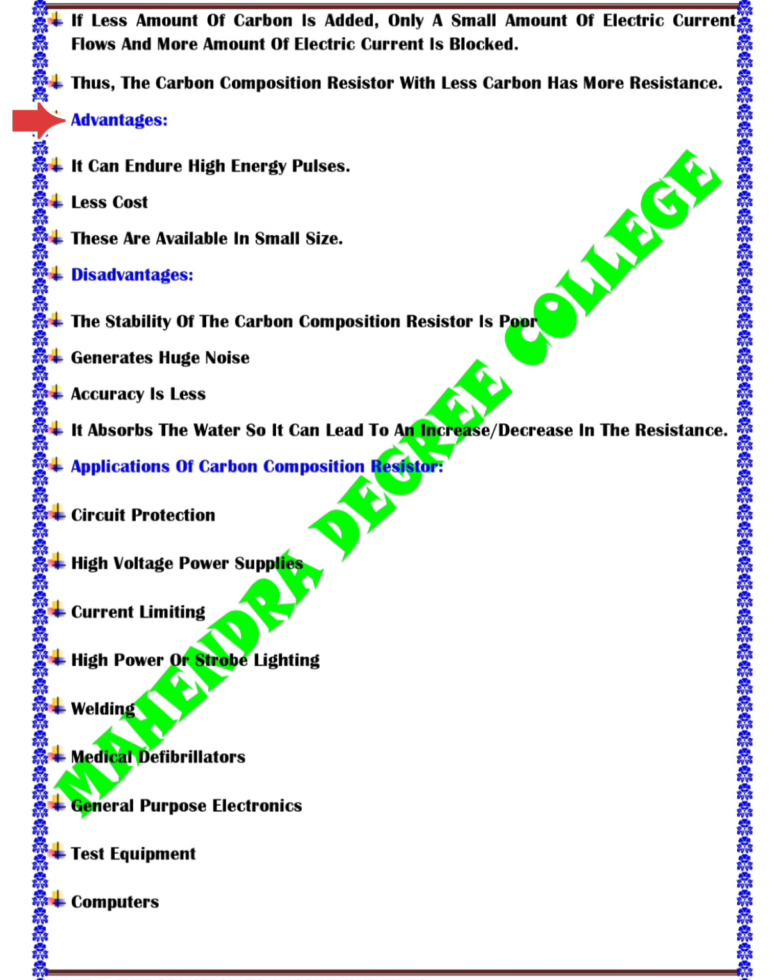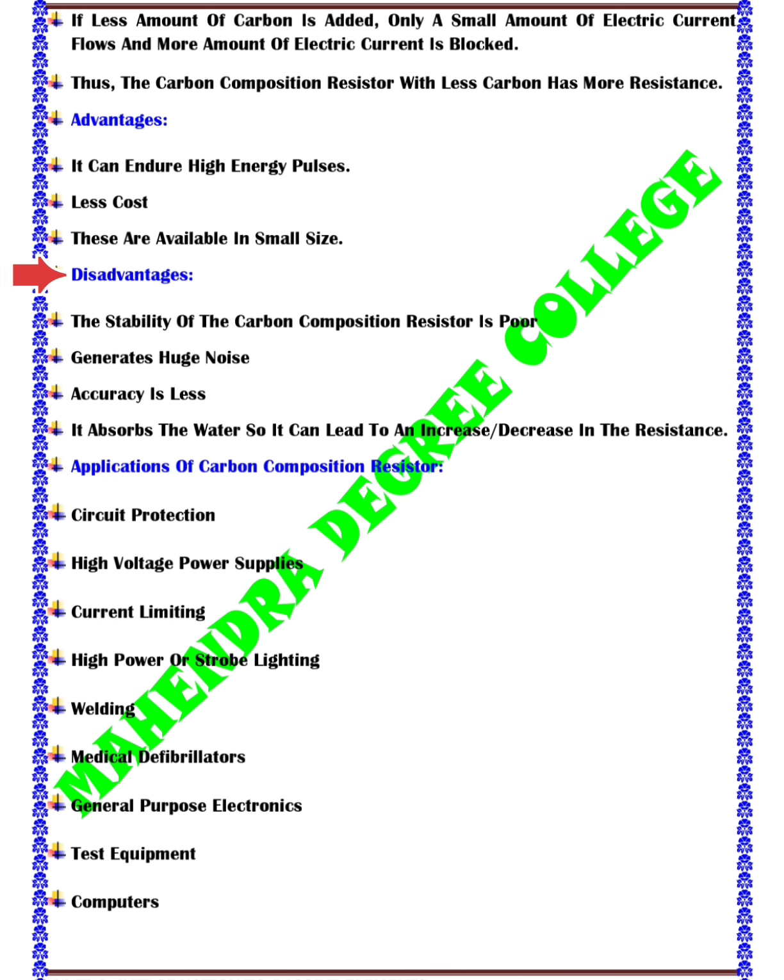Next, we discuss the advantages of carbon composition resistors. First advantage: high energy pulses. It means they can endure high energy pulses without damage. Second advantage: low cost. It means they are relatively inexpensive to manufacture and purchase. Third advantage: compact size. It means they are available in small sizes, making them suitable for space-constrained designs.